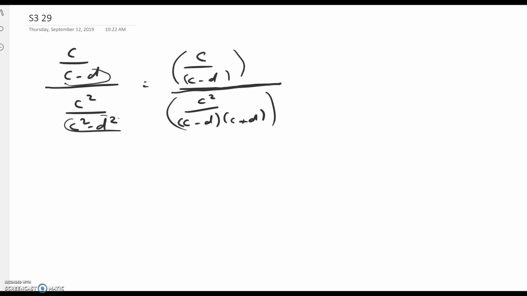Now my goal is to always do the same thing to the numerator of this large fraction as to the denominator. If you start doing different things, you get into some serious trouble, so don't do that. So I'm going to multiply the top by the least common denominator, and I'm going to multiply the bottom of this large fraction by the least common denominator.